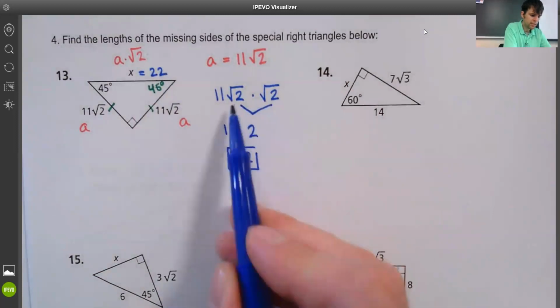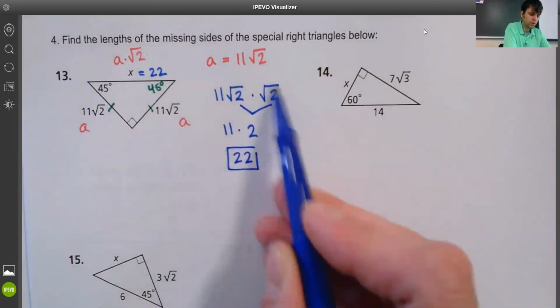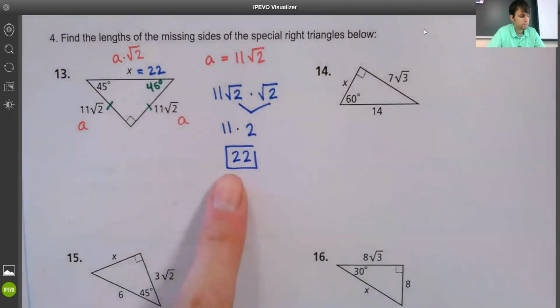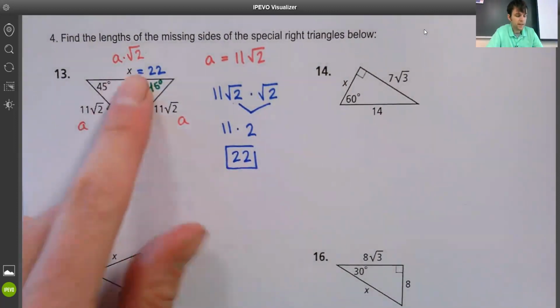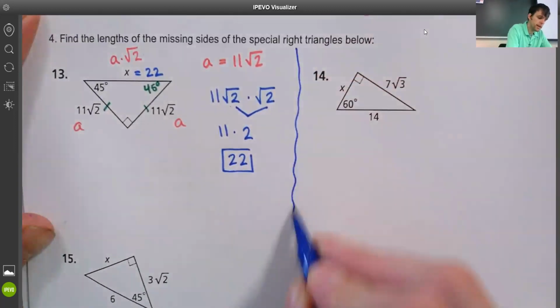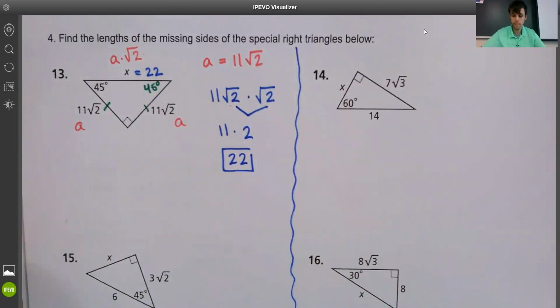Another way of thinking about this is, since you're multiplying the square root of 2 times itself, what you're really doing is squaring the square root of 2. Those operations cancel out, leaving us with just 2. Anyway, we found that missing side of 22, and we'll keep moving forward. Hopefully we can pick up some more pieces of this as we go on.